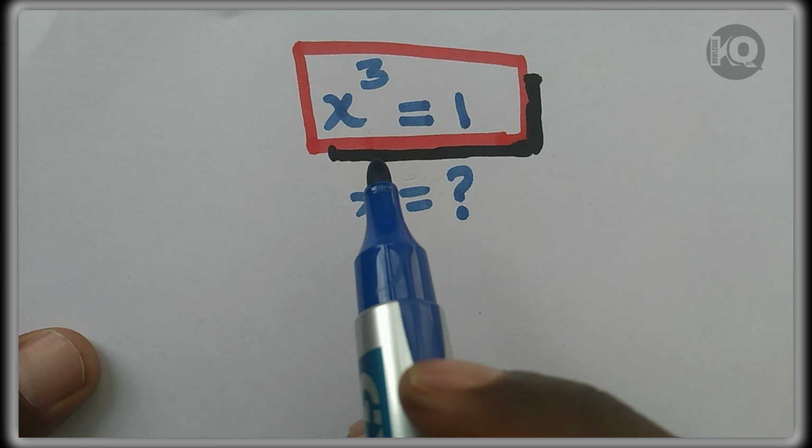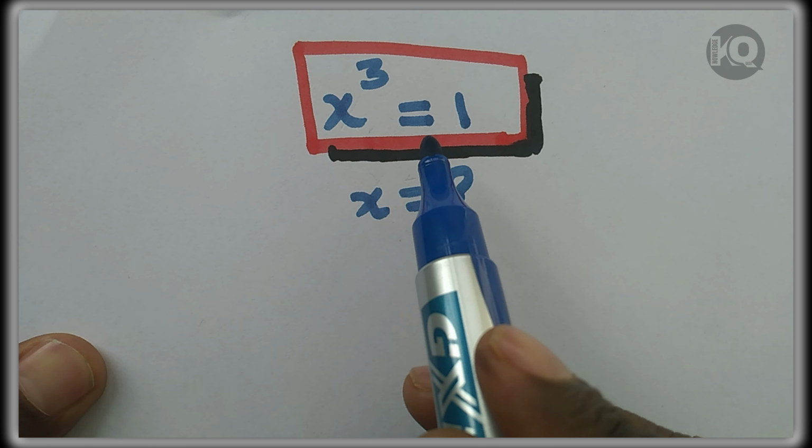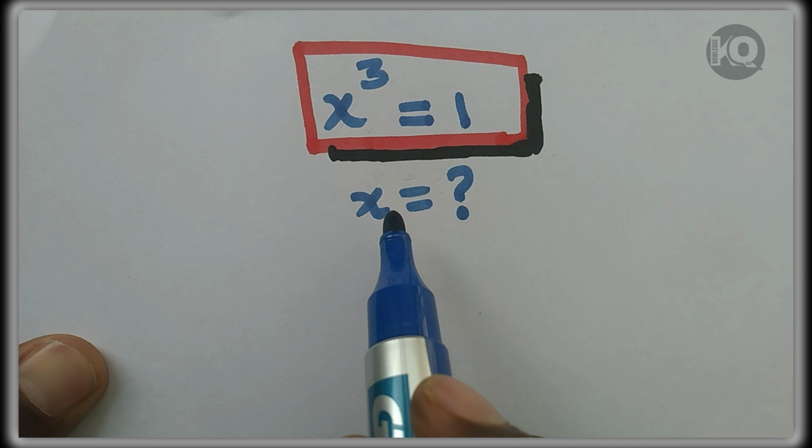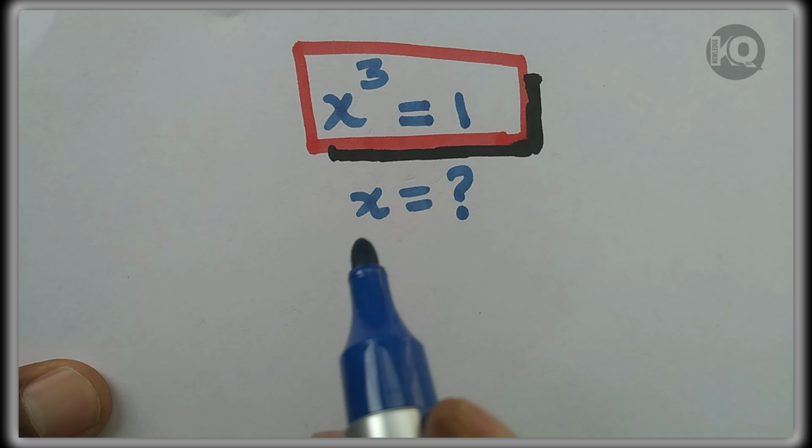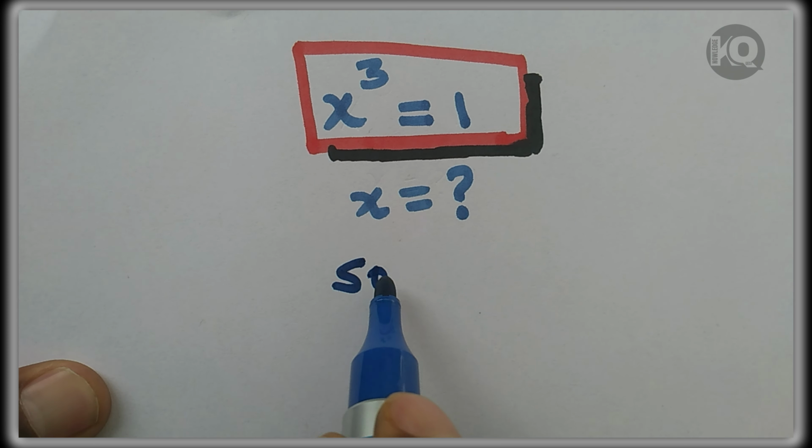Hello everyone, welcome to solve this problem: x cubed is equal to 1. Find the value of x for this equation. So let's go to the solution.